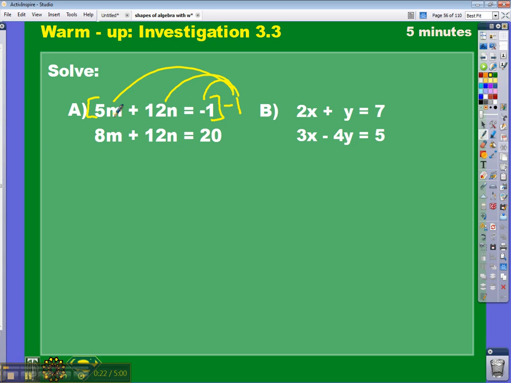So 5m times -1 is -5m. -1 times 12n is -12n. Equals -1 times -1 is... 8m minus 5m is 3m. 12n minus 12n is 0.